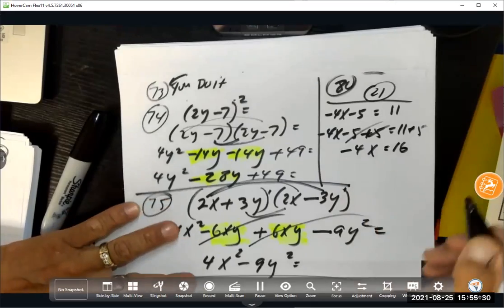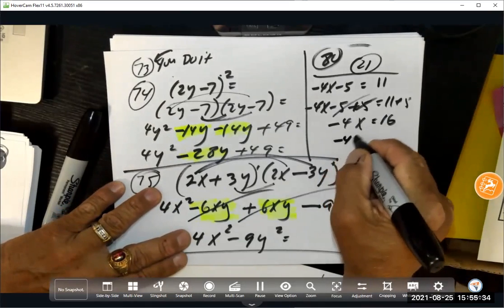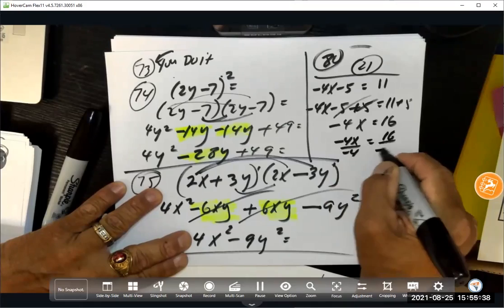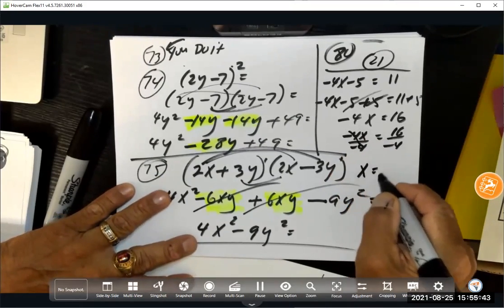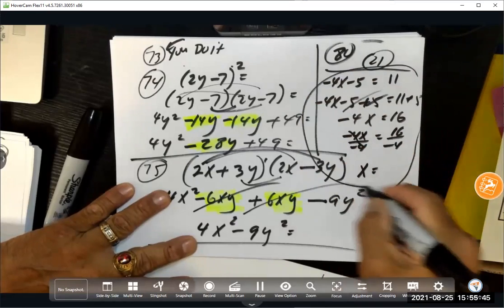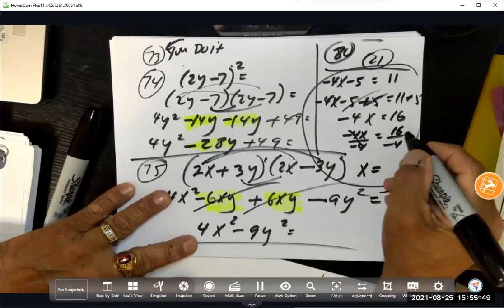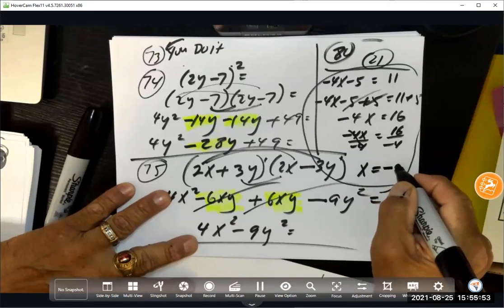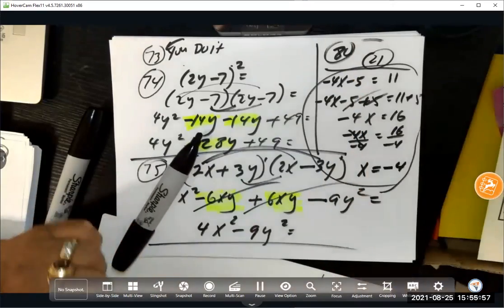I've got one more step, and I bet you know the answer. You divide by negative 4 on both sides. Okay, divide this one by negative 4, and divide this one by negative 4, and now these are gone. What do you think the answer is? Positive divided by negative is a negative. Negative 4. Somebody said negative 4. Everybody okay with negative 4? Yes.